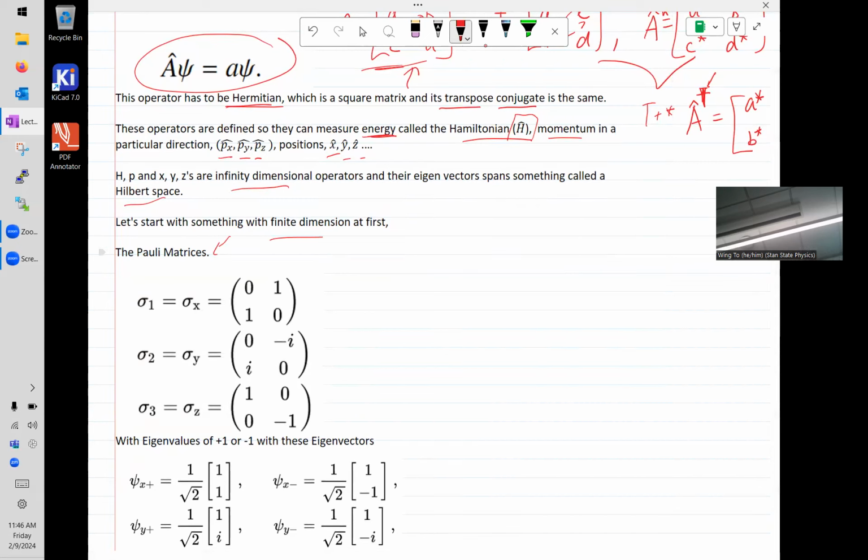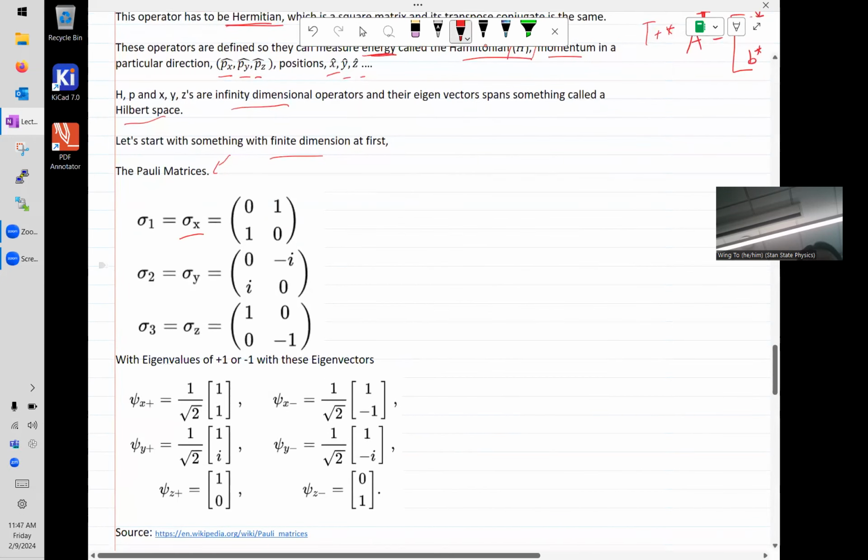But as a finite example, there are the Pauli matrices. This basically measures the spin of a particular particle. The X Pauli matrix is just 0, 1, 1, 0. That's what this matrix is. For this particular matrix, the eigenvalue is +1 or -1. Actually, for all three, it's +1 or -1. So if you want to figure out the spin of a particle in the X direction, you apply this operator, this matrix, to it, and then you would get either +1 or -1 as the answer.